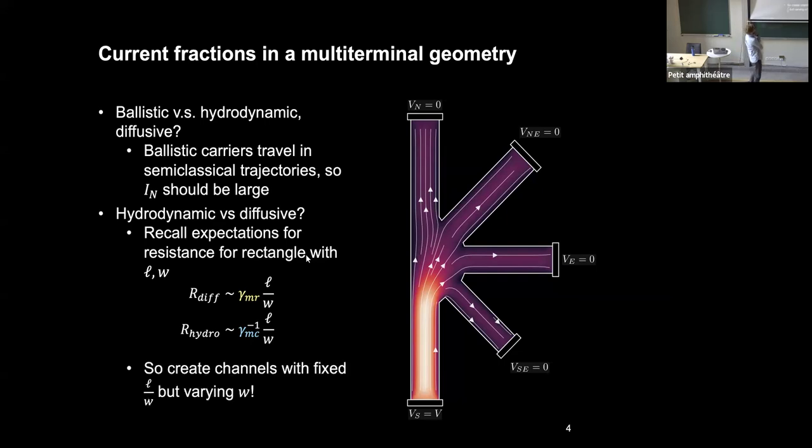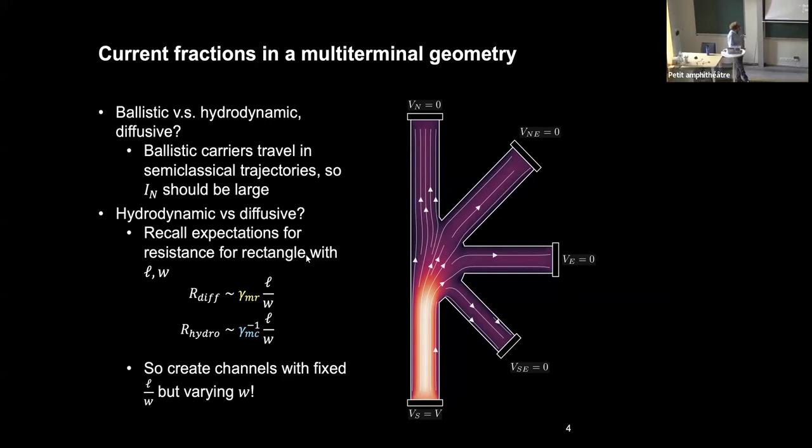So when I drew this geometry in Inkscape, the idea was to create channels that actually have a fixed length over width. So from an ohmic perspective, all of these channels are sort of the same, but you'll see that they have slightly different lengths and widths. So any difference in resistance through these drains that you see should be attributable to hydrodynamic flow rather than diffusive. So it should be able to distinguish all 3 regimes in some way.